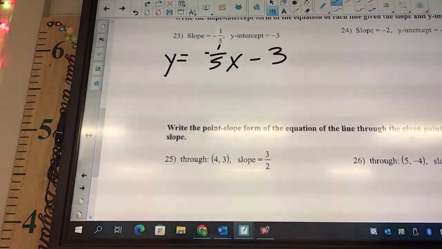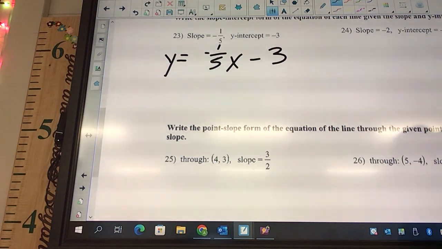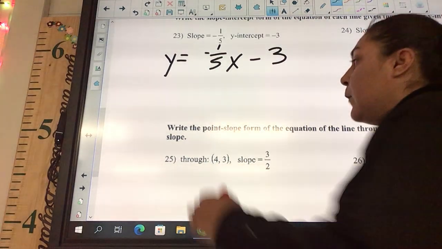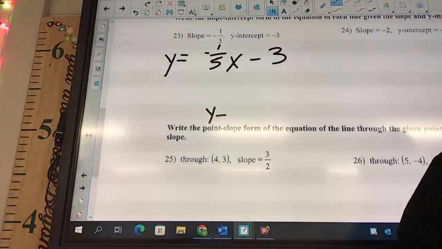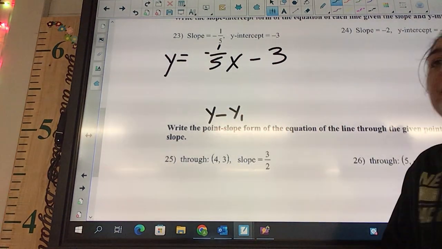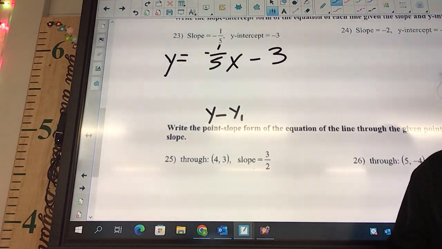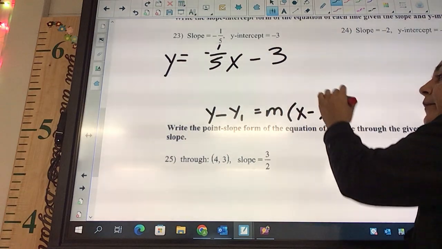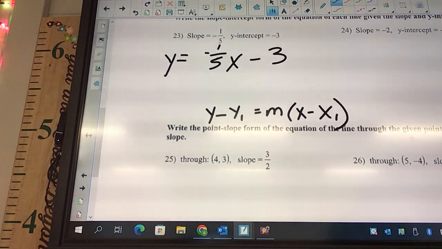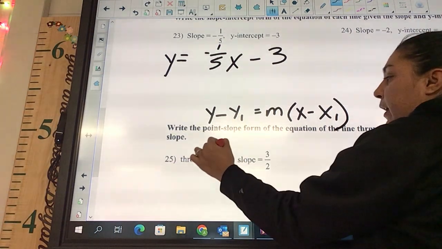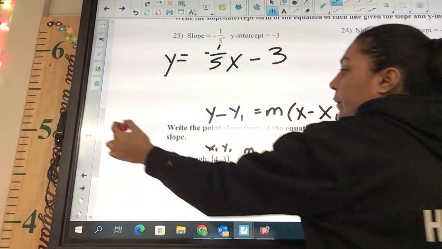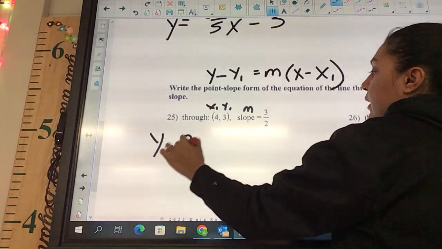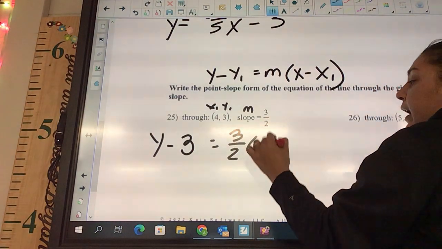Okay, 25, they said write the point slope form. Does anybody remember what the point slope formula is? y minus y1 equals m times x minus x1. Okay, and then we can go ahead and label these. So a point, this we label x1, y1, and this is our m. Okay, so it's going to look like y minus 3 equals 3/2 times x minus 4.